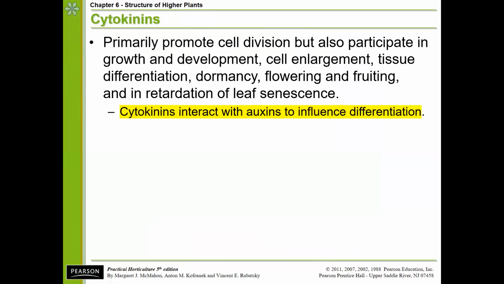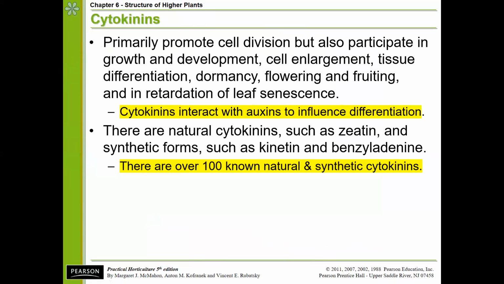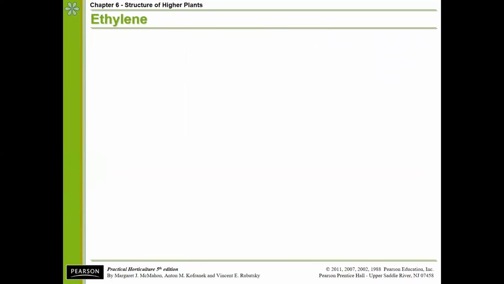Cytokinins interact with the auxins to actually influence the differentiation of tissues. So it's the balance of cytokinins and auxins that affect shooting and rooting. And there are over 100 known natural and synthetic cytokinins. Lots of them out there.